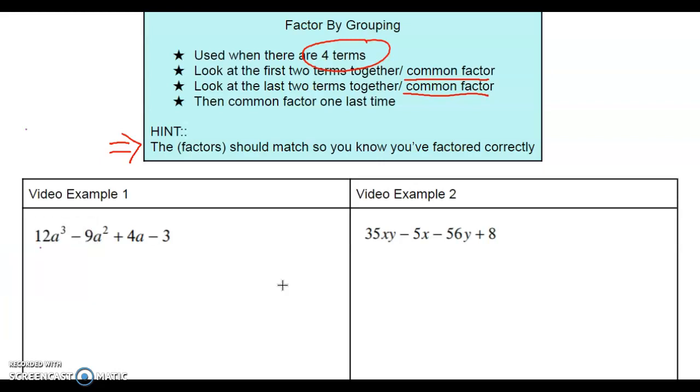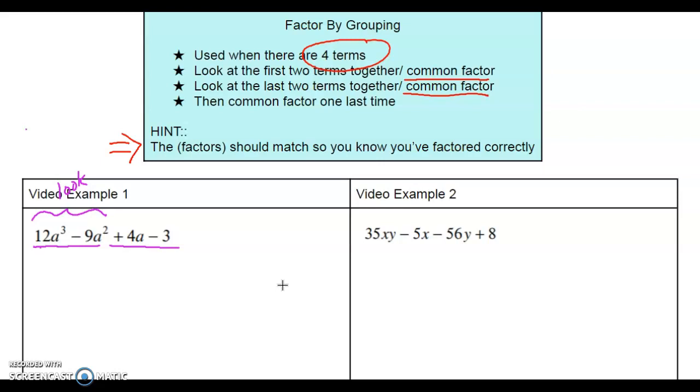All right, so 1, 2, 3, 4 terms. So I'm going to look at these 2 together and these 2. So notice I keep that plus with the 4 because that's how it works. So we're going to ignore the second group. I'm only going to look right here, okay? And we say, well, what do these have in common? And that was the common factoring that you just did 2 sections ago.